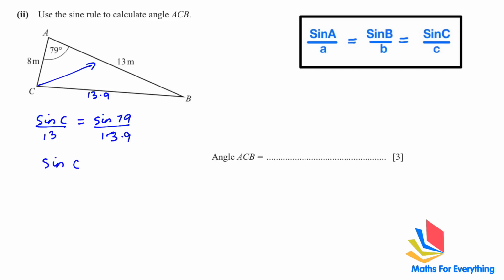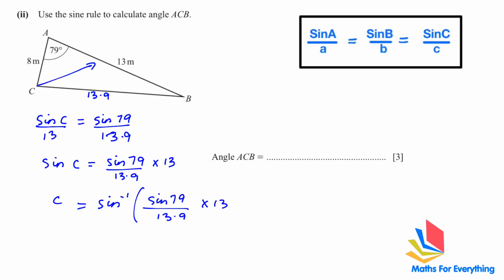Therefore, sine C is equal to sine 79 over 13.9 multiplied by 13. You can put this in the calculator now, or write sine inverse, put a bracket, and put everything together in the calculator. Multiply by 13. And we will get 66.6. So angle ACB is 60.6 degrees.